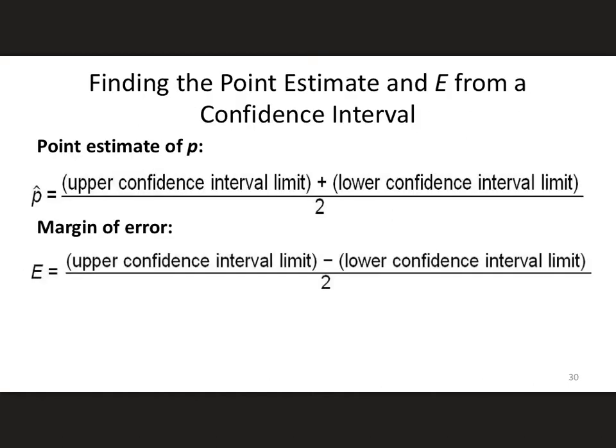I did show you how to find a point estimate and E from a confidence interval in the slide that had just the interval graphed on it. Just remember you can find the point estimate for P if you do the upper confidence interval limit plus the lower, divided by 2. You can find the margin of error by doing the upper confidence interval limit minus the lower confidence interval limit, divided by 2.